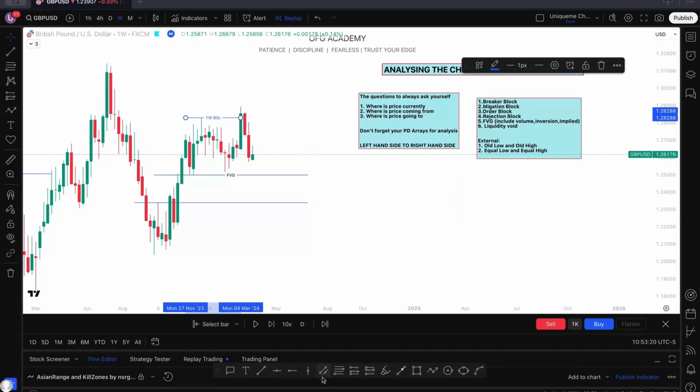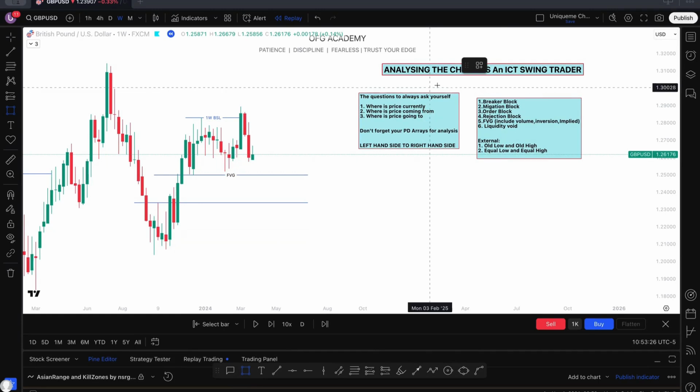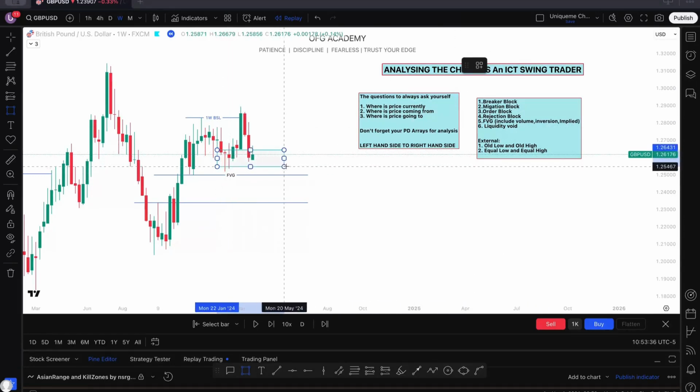And what do I have there? I have an order block. Firstly, you are asking your question, is there a breaker block here on your right hand side? No. Is there a mitigation block? No. Is there an order block? Yes, an order block around here.